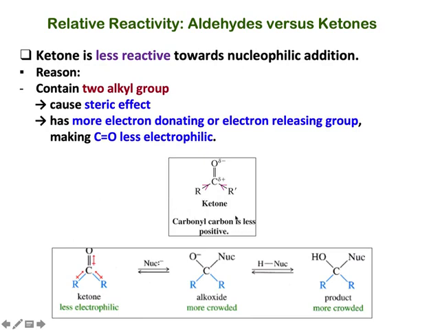Okay, we can look here. Ketone has two alkyl groups, so the carbon of the C double bond O becomes less positive, because the surrounding is full of alkyl groups, so this alcohol site looks more crowded. So you get the product in bulky form.